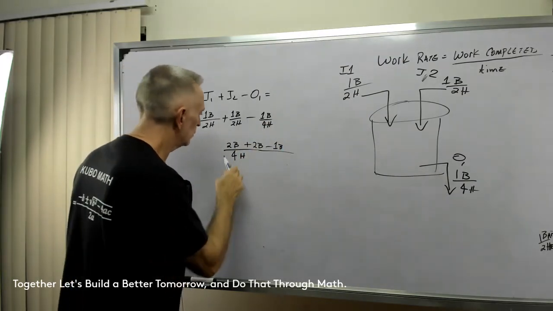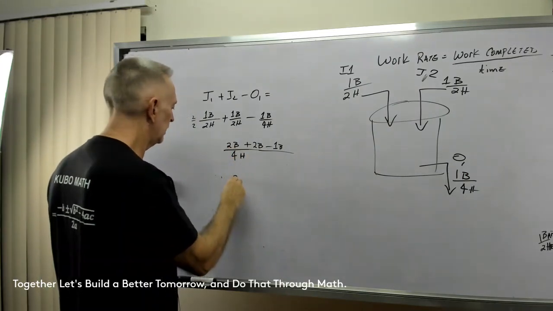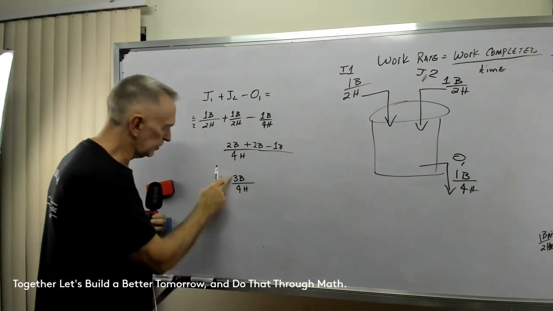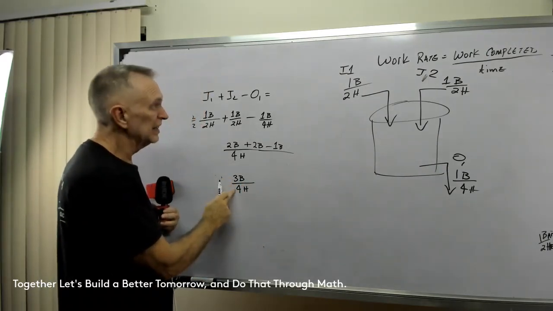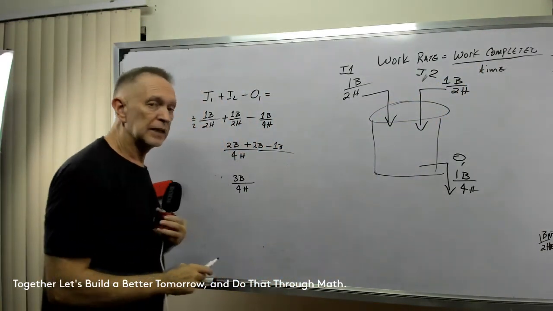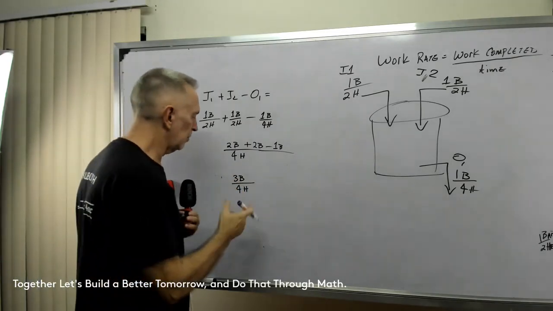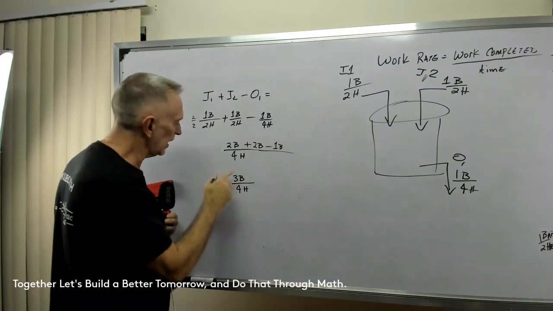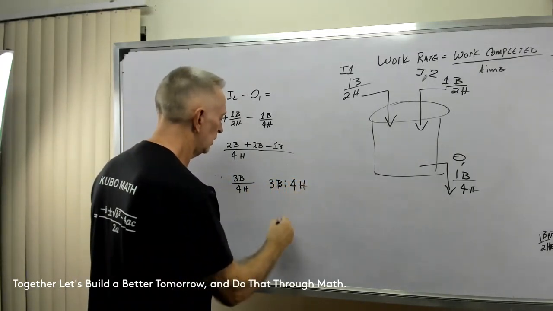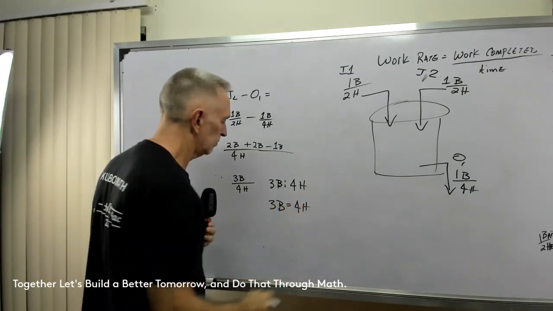Okay? So what do we have? We have 2 barrels plus 2 barrels minus 1 barrel is 3 barrels in 4 hours. The amount of work that's performed is 3 barrels. The time at which it performs that work is 4 hours. Now we have a ratio here. Recall the time we've talked about ratios. It's saying 3 barrels is to 4 hours. In other words, 3 barrels equals 4 hours.